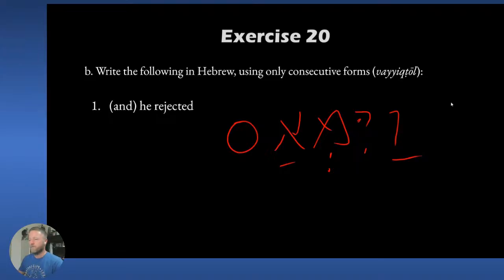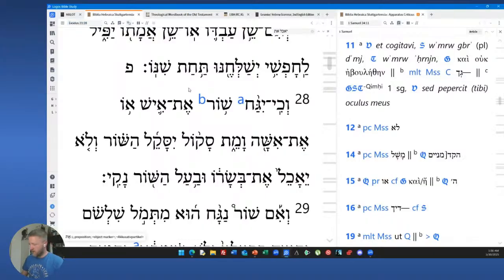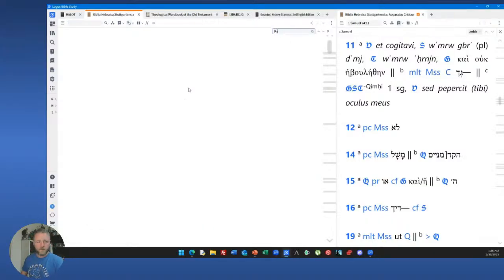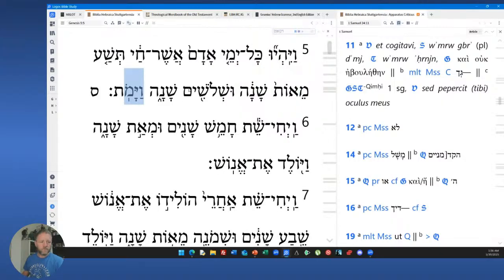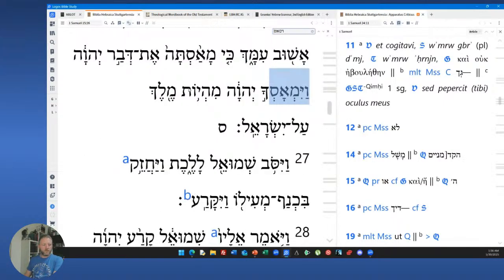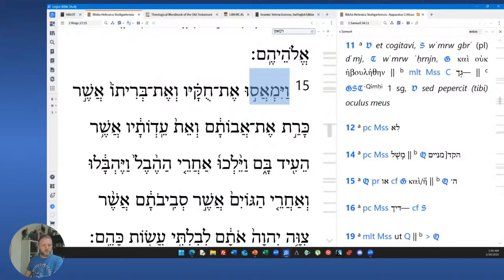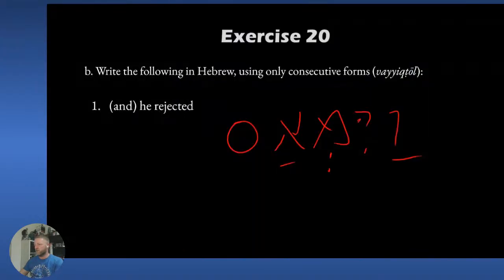So let's see. Stuttgartensia. Vayimas. Vayimascha. Vayimashu. Vayimas. Okay, so there it is right there. I've never seen that word before, but there are a lot of words that I've not really seen. I know how it works, but I've not seen it.